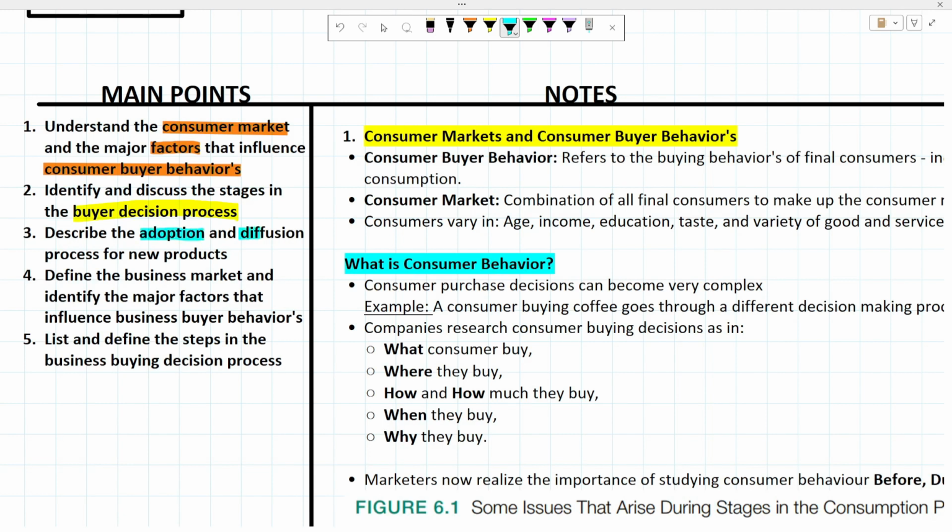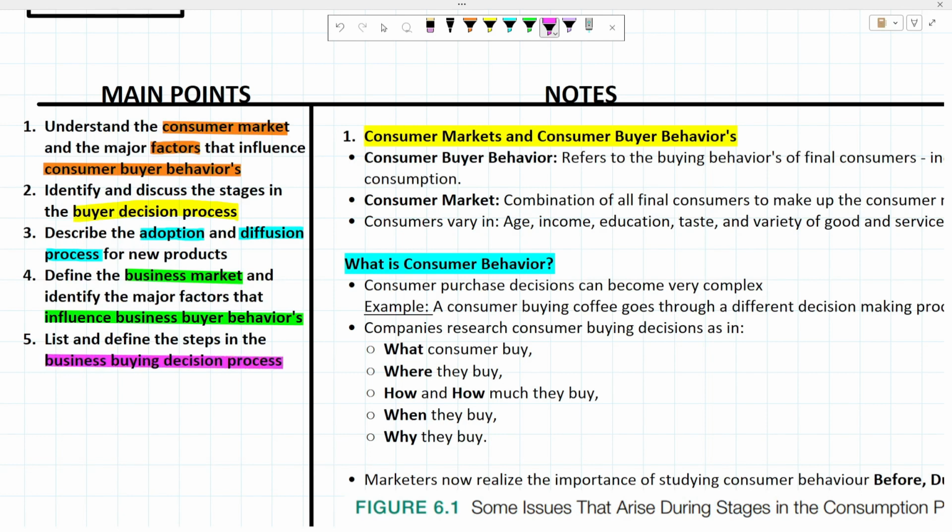Adoption and diffusion process. Four, define the business market and identify the major factors that influence business buyers' behavior. So the business market we're going to be talking about compared to the consumer market and the major factors that influence business buyer behaviors. And then five, list and define the steps in the business buying decision process. So the business buying decision process.